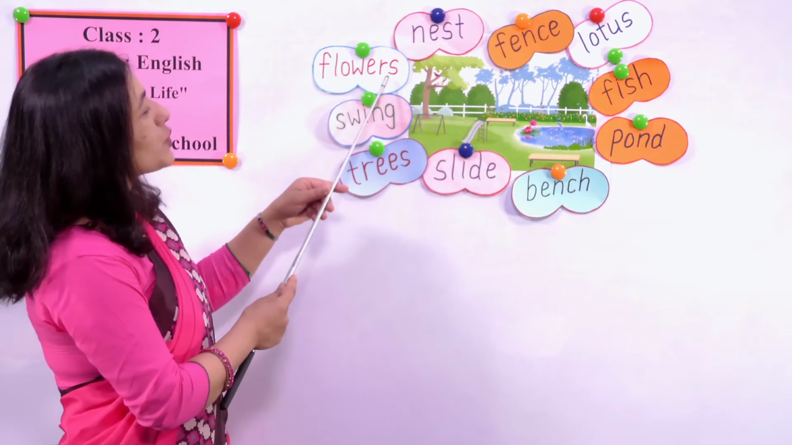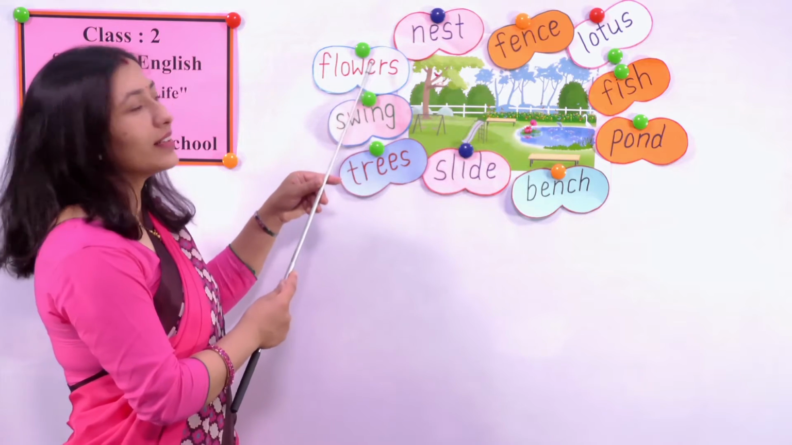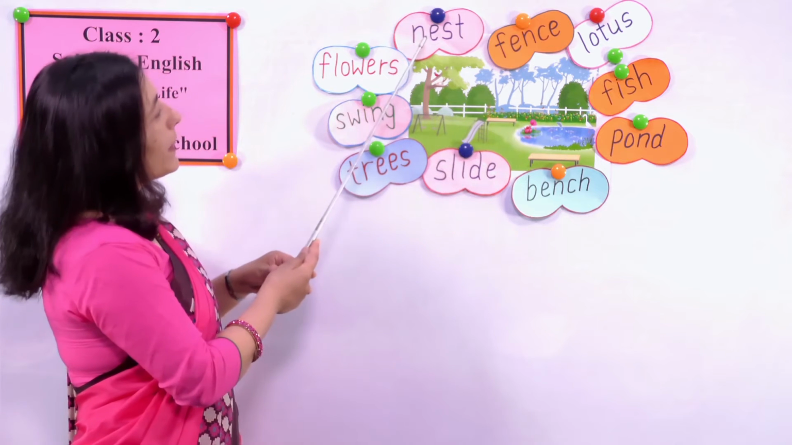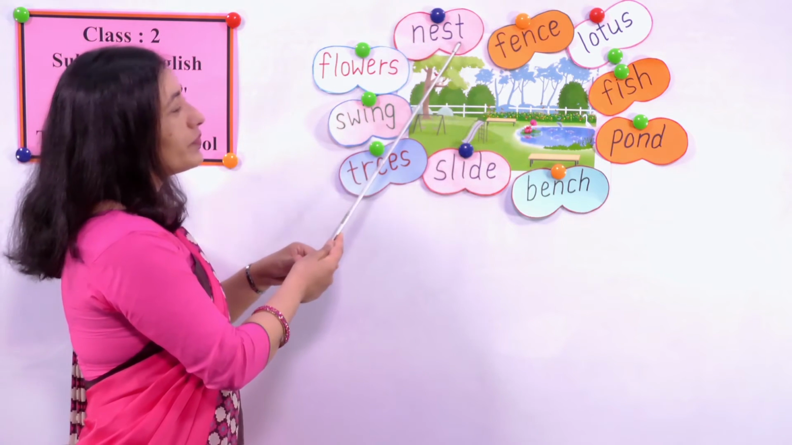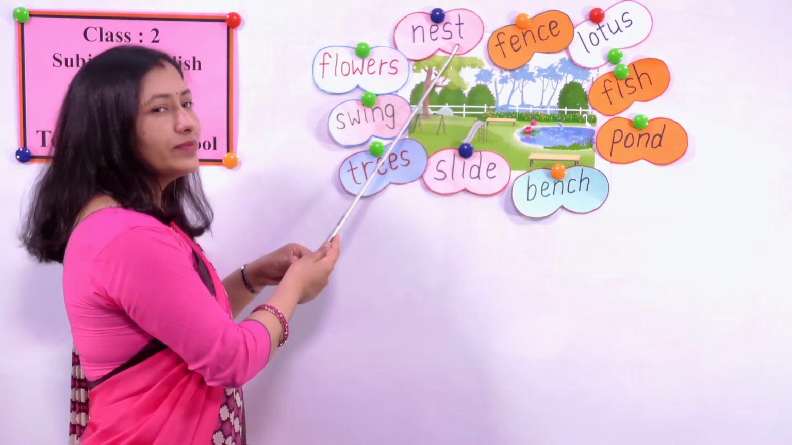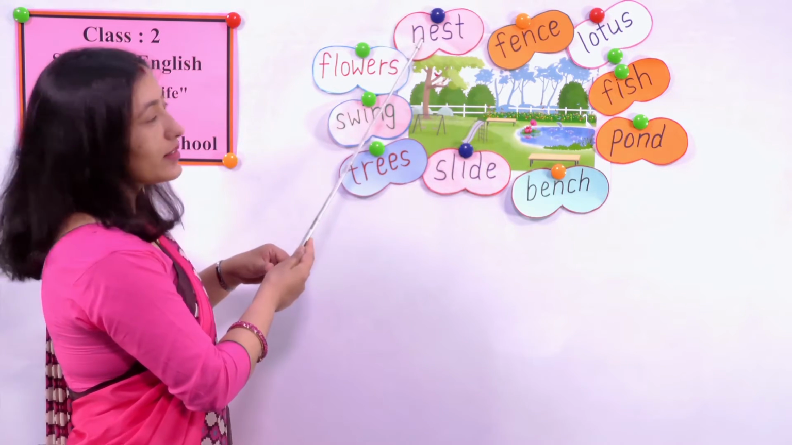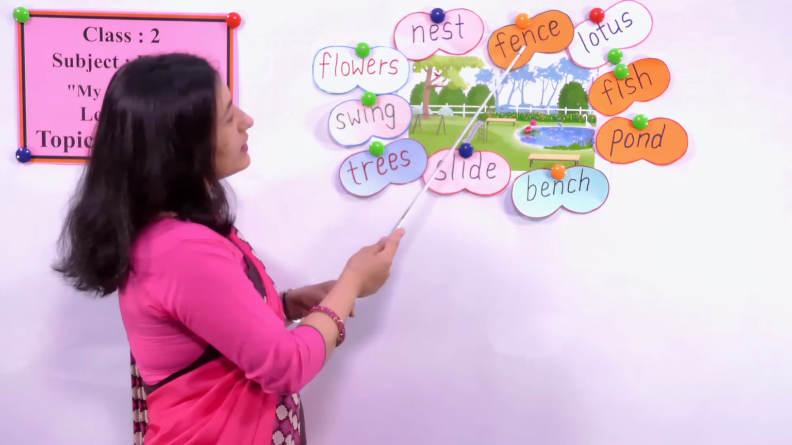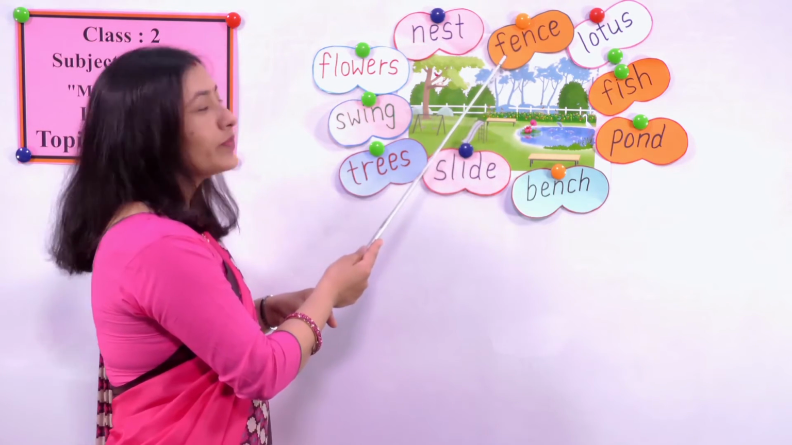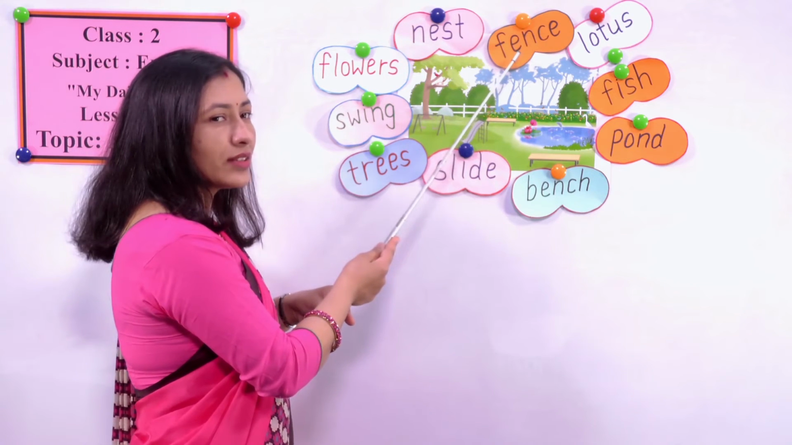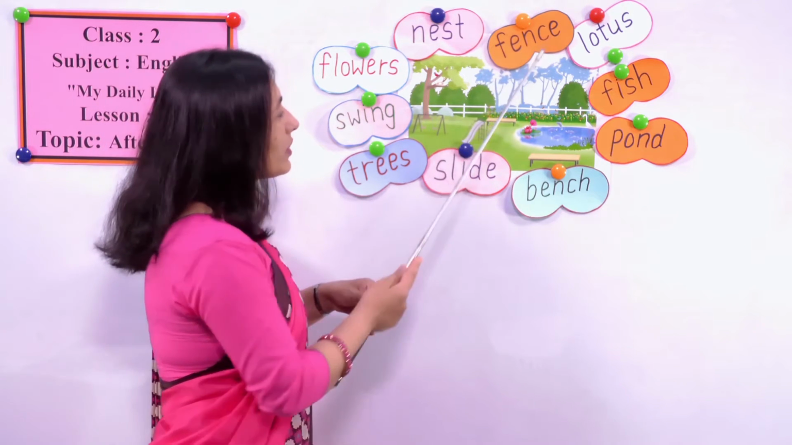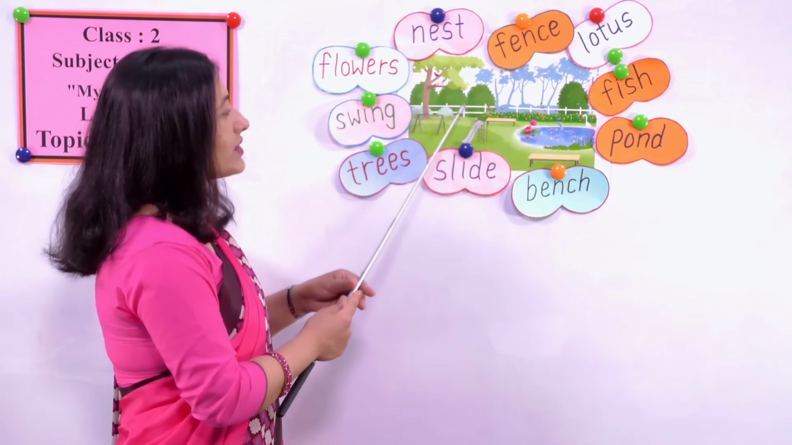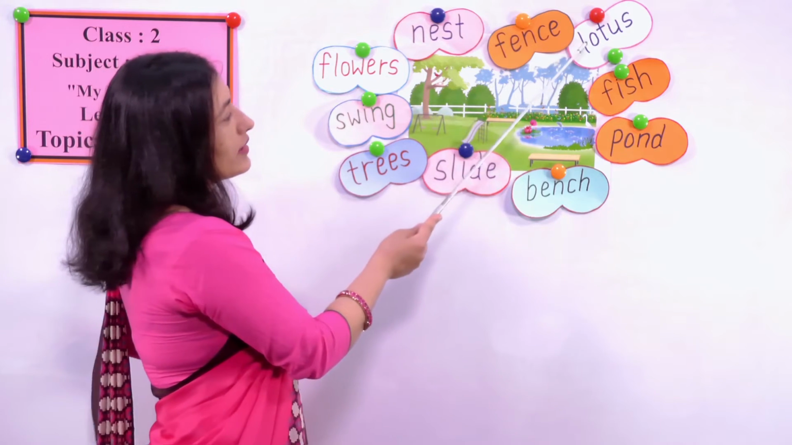Now, this one? Good. Flowers. Yes, flowers. And this one? Good. What is it? Yes, nest. Yes. And this one? Good. Finch. Don't be confused. Finch. And where is the finch? Did you point in the book? Yes, good. Finch. Yes. And this one?